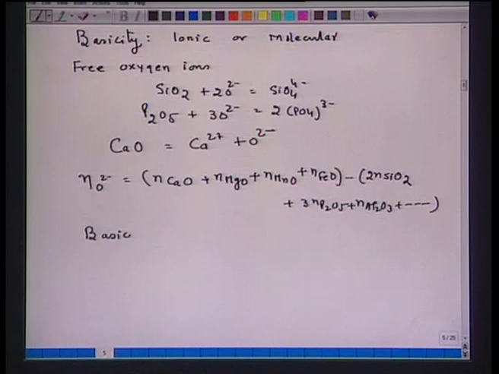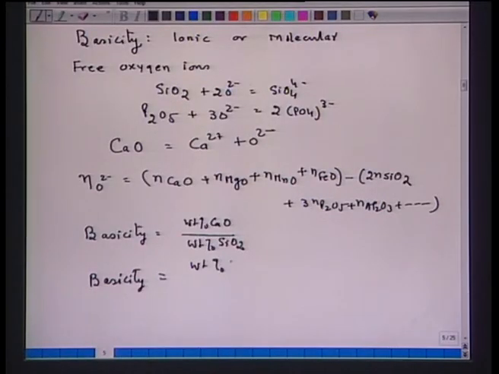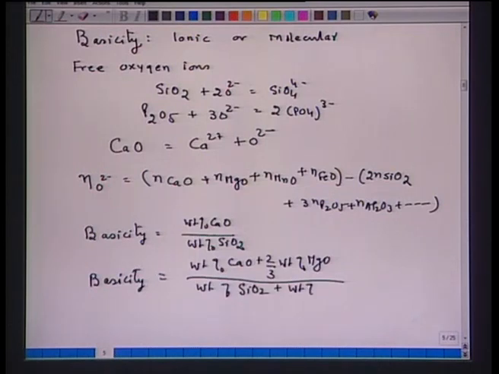So normally on the shop floor, the basicity is defined in a very simple way: weight percent of calcium oxide upon weight percent of SiO2. Now suppose some other oxides are also present, for example MgO or P2O5. Then basicity is defined in terms of CaO equivalent of MgO. That means MgO is not that effective compared to calcium oxide. In that case, basicity will be defined as weight percent CaO plus 2/3 weight percent MgO, upon weight percent SiO2 plus weight percent P2O5.